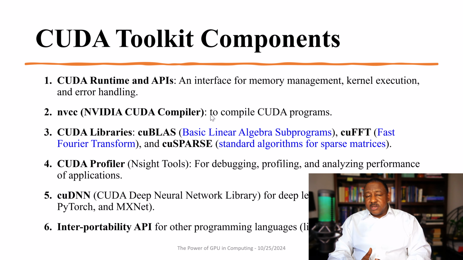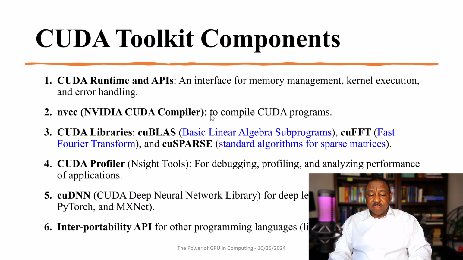The CUDA toolkit components are different tools and libraries. They include the CUDA runtime and application programming interface, and NVCC, which is the compiler. And there are CUDA libraries like cuBLAS, for basic linear algebra subprograms, cuFFT, for fast Fourier transform, and cuSPARSE, which is for standard algorithms for sparse matrices.